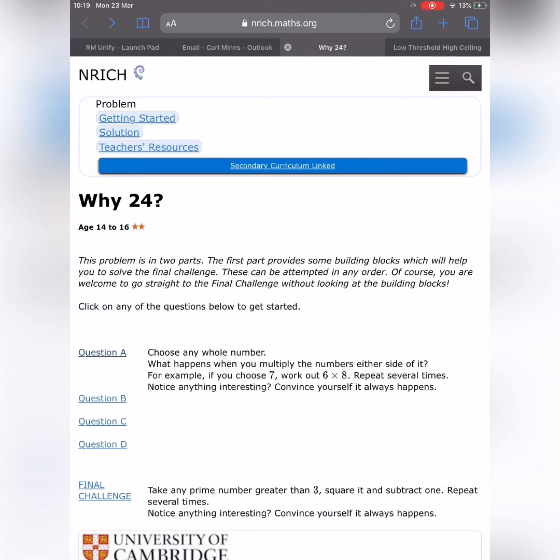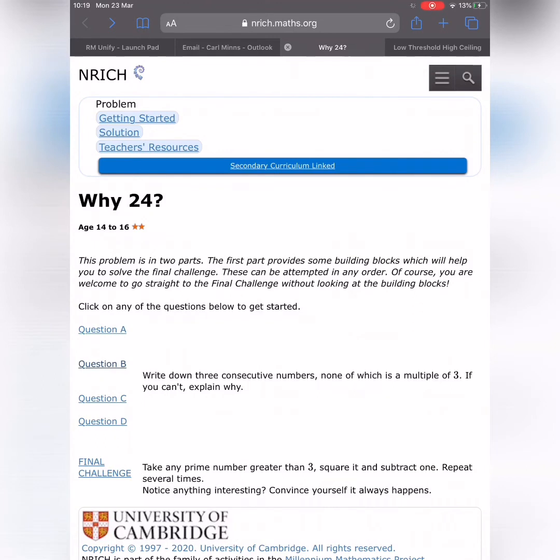So for example, here if you choose 7, you work out 6 multiplied by 8, and then pick, say, 5 and do 4 times 6, pick 10, do 9 times 11. Are you starting to notice something interesting about the answers? If we pick part B: write down 3 consecutive numbers, none of which is a multiple of 3. Can you do it? If you can't, explain why.